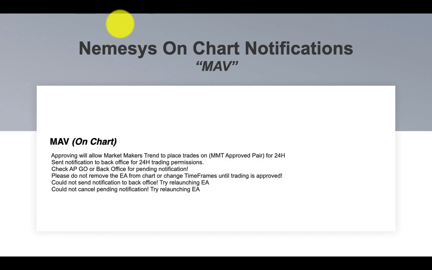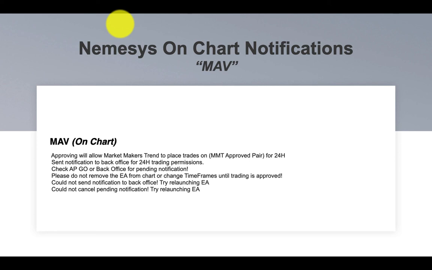All right. Next are some more on-chart notifications for MMT. These are the ones that pop up on the chart in the alerts box that will also come to your phone. So the first one is approving will allow Market Makers Trend to place trades on whatever pair for 24 hours. All right. Boom. Sent notification to back office for 24-hour trading permission. So whenever you're setting it up, it will let you know it sent the notification for you to approve in the back office or in your app.